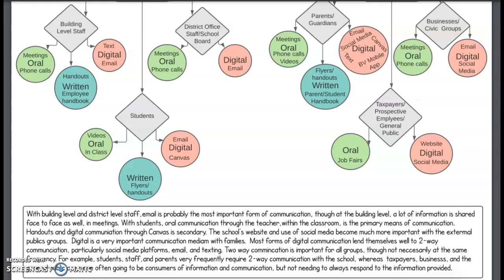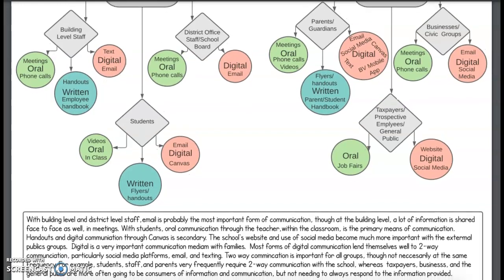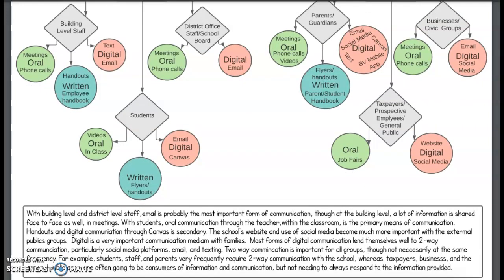I think when you look at more of the external public, that's where the school's website and our use of social media definitely becomes much more important. I wouldn't say that's a primary means of communication with internal groups, but it's a very important one for external groups. Digital is very important with our families. Most forms of digital communication, I think, lend themselves well to two-way communication, particularly social media platforms, email, and texting.